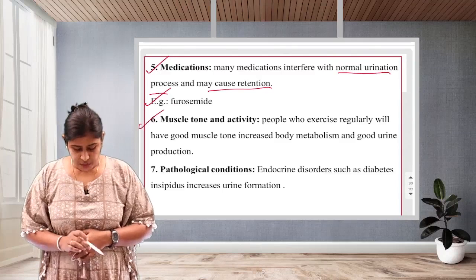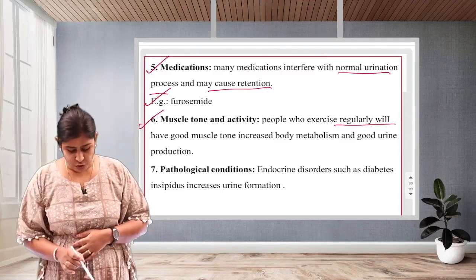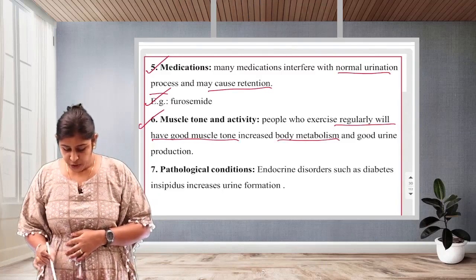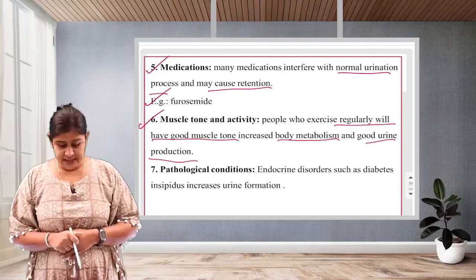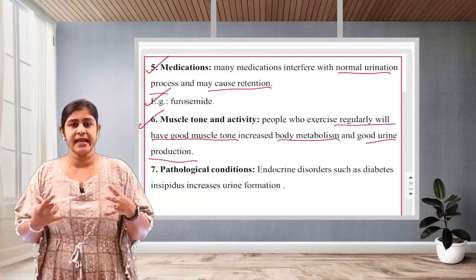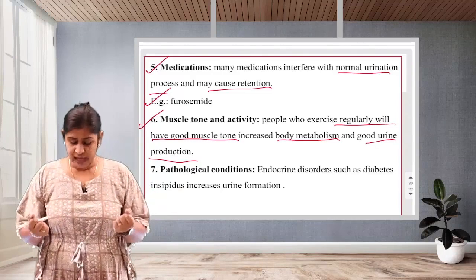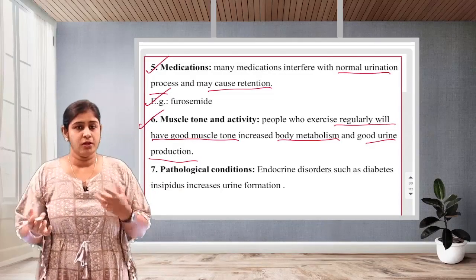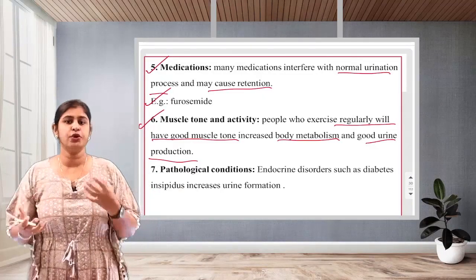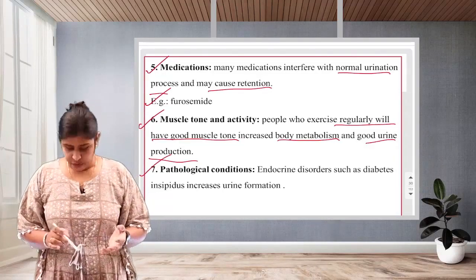Sixth point is muscle tone and activity. People who exercise regularly will have good muscle tone, increased body metabolism and good urine production. Seventh is pathological condition.